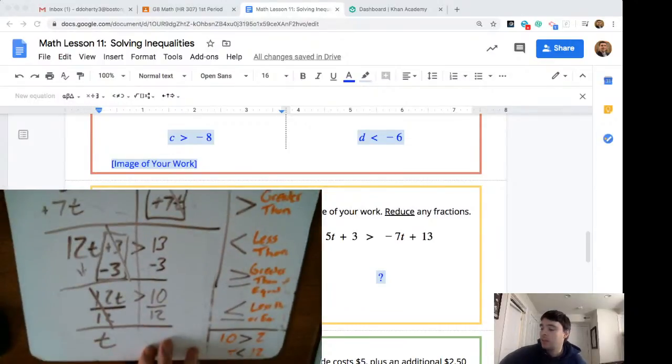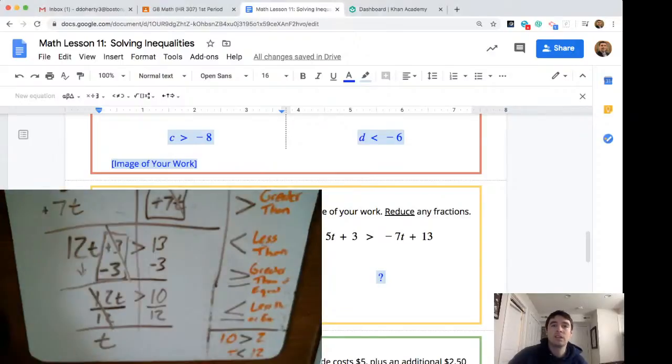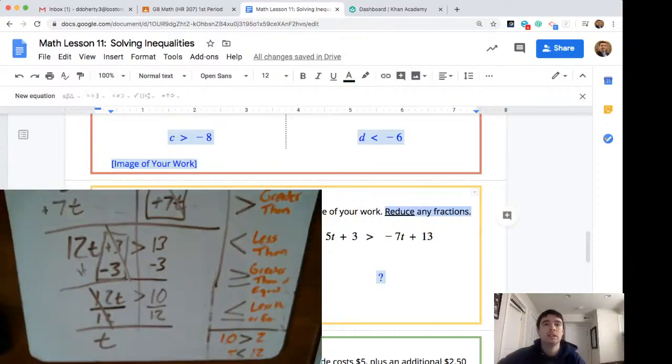10 divided by 12, if I were to use a calculator, does not come out to a whole number. It gives some kind of decimal. But I can't just leave my answer as 10 over 12. It's okay to leave it as a fraction, but as I see in the directions here, and this is true on Khan Academy and IXL as well, they require or expect that you simplify or reduce your fractions.